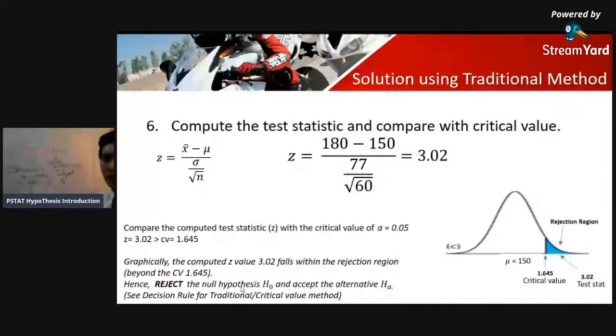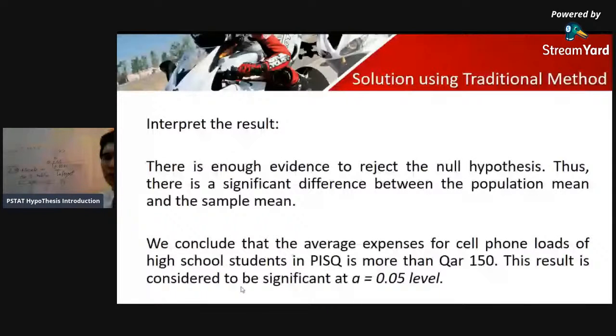So we conclude that the average expenses for cell phone loads of a high school student in KIS is more than 150. Take note that when you are writing your interpretation, you are using your hypothesis. If you accept the null, then you use your null hypothesis as part of your interpretation. If you reject the null, then you use your alternative hypothesis as part of your interpretation.